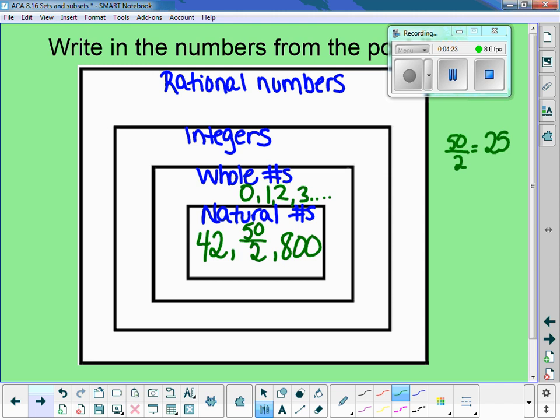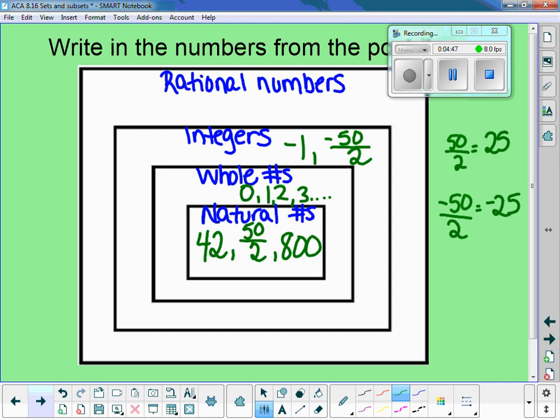Then we had integers, which were -1 and -50 over 2. Remember, -50 over 2 we said was equivalent to -25. They're rational numbers, so we know they go in here, but they're also integers because that's how we classify them. So it's -1 and -50 over 2.